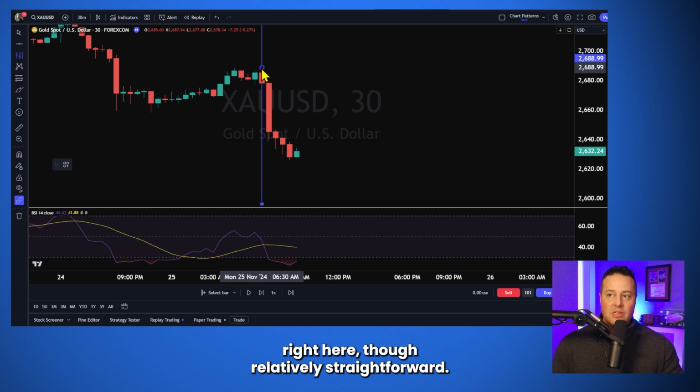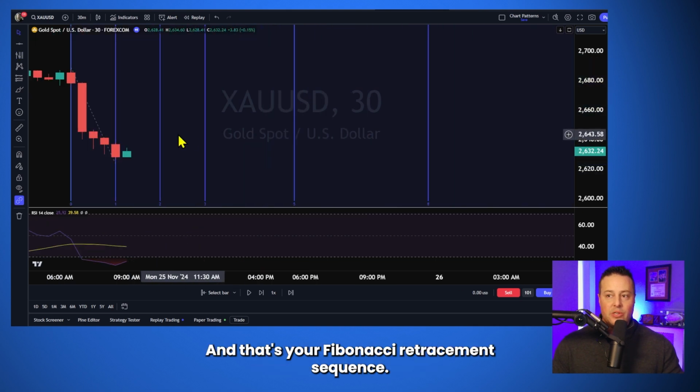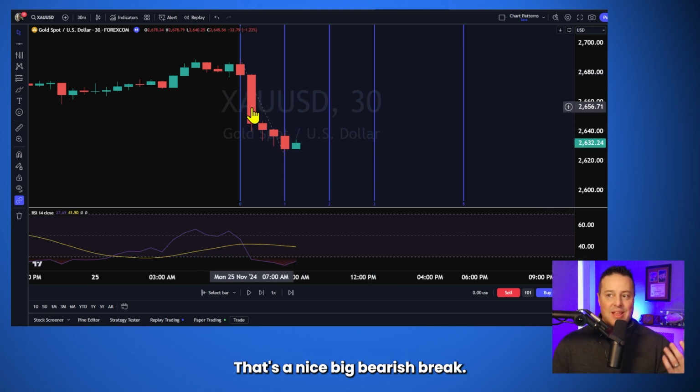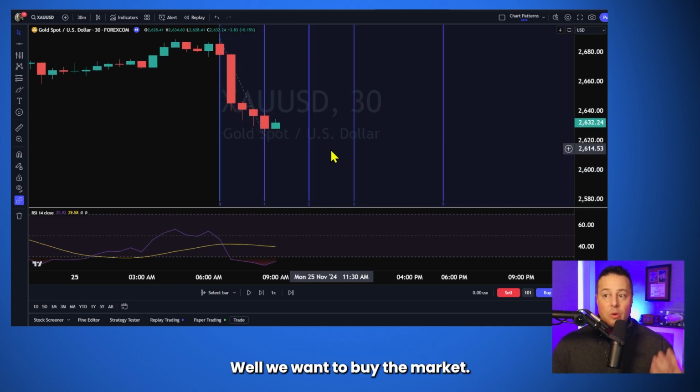For me right here, though, relatively straightforward. There's your spike high, and there's your spike low, and that's your Fibonacci retracement sequence. Now, you'll notice our RSI has us in oversold territory. That shouldn't be a surprise. That's a nice big bearish break. Typically, the RSI is going to read oversold in that territory. So what do we want to do? Well, we want to buy the market.